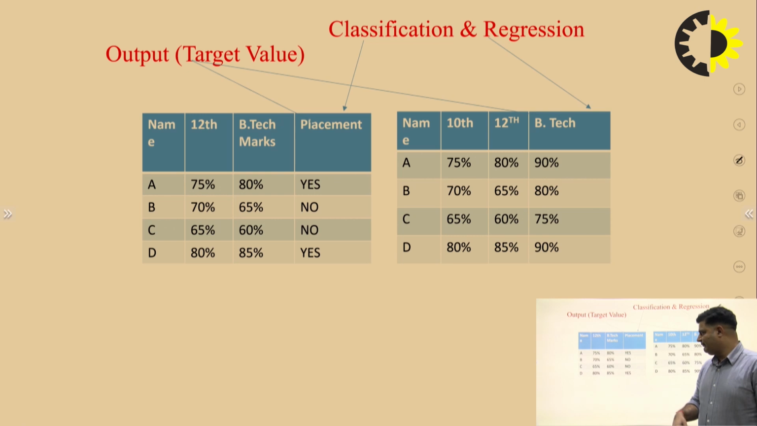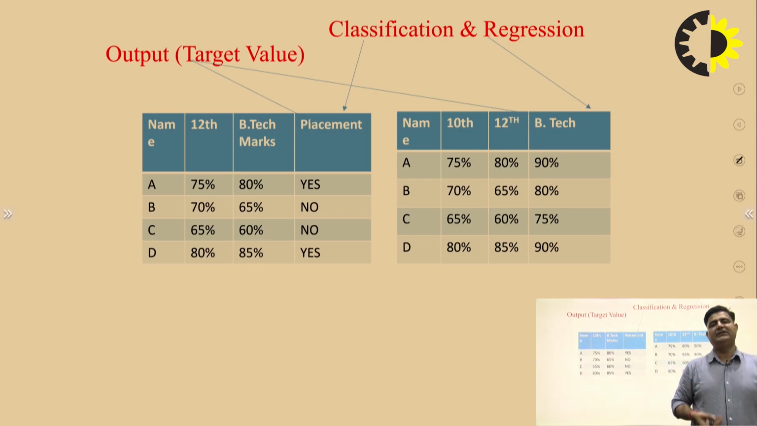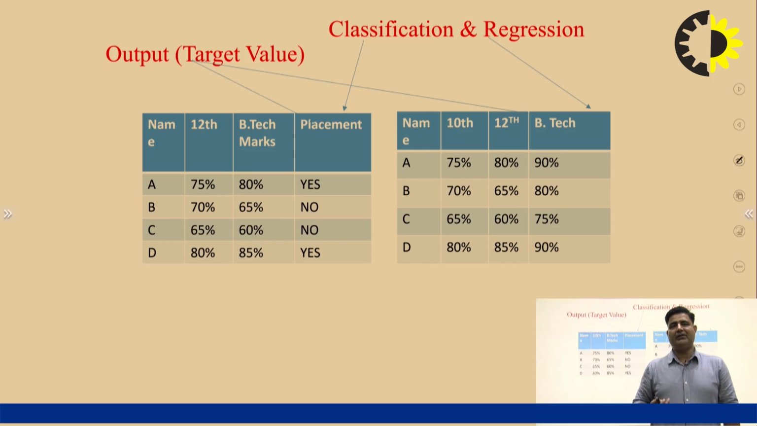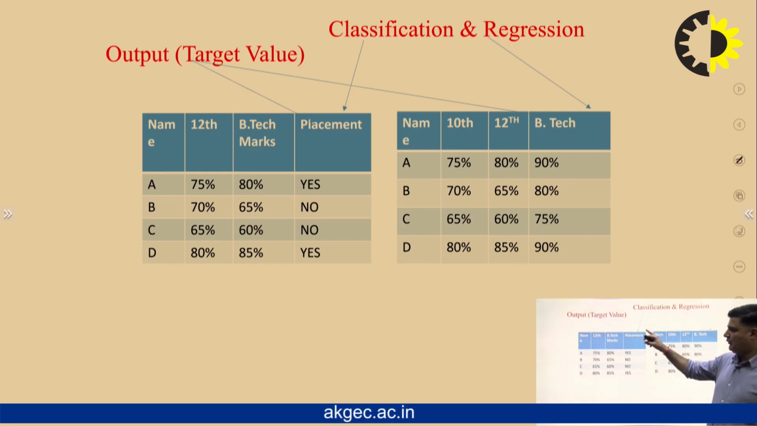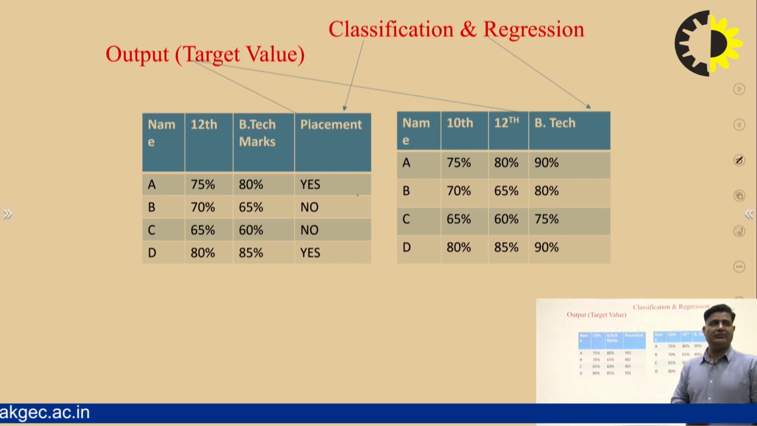And in the regression problem, what happens? Let's suppose we have to find out the percentage of a student. Let's suppose we enter as input the 10th and 12th marks, and with the model we try to identify what the B.Tech marks would be, right? So this output feature is in the form of a numeric value. In classification, the output feature is in the form of some division, yes or no, two classes, or sometimes maybe multiple classes, depending upon the data set, right?